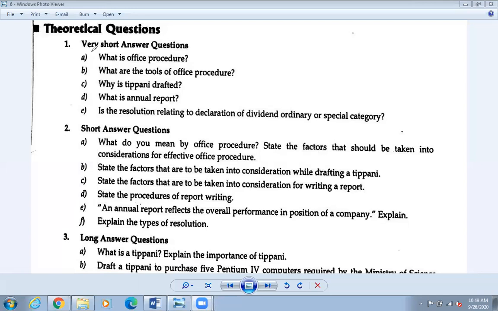Let me take the questions that we have already done. Question number one is done. So only question number one, part A, is done. That means B, C, D, E is left. So let us do the questions except A, that is B, C, D, E.